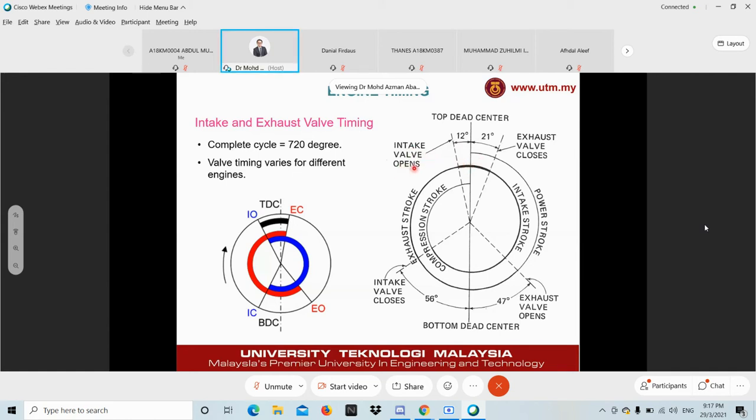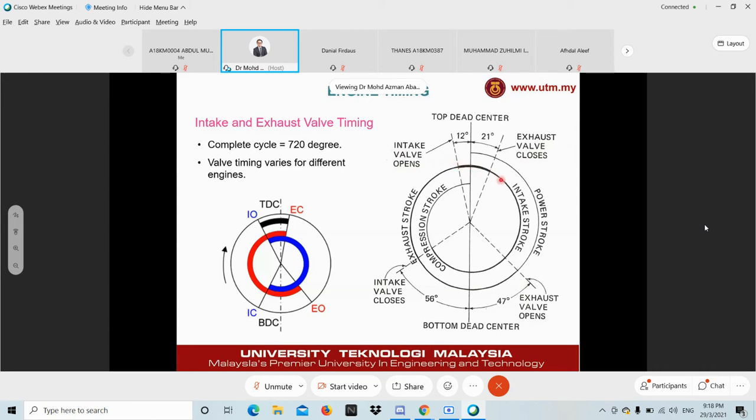So intake valve open, we usually call it IVO. Exhaust valve open, we call it EVO. Exhaust valve closes, EVC. Intake valve closes, we call IVC. So IVO is 12 degrees. It starts to open 12 degrees before the piston reaches TDC.